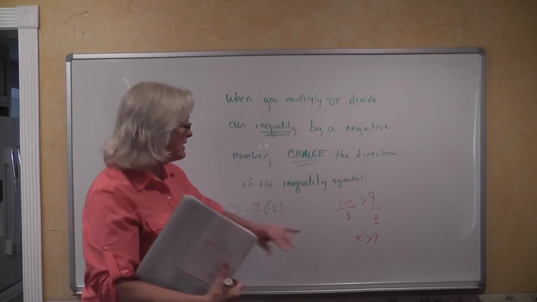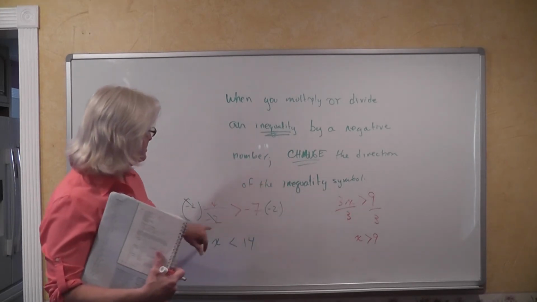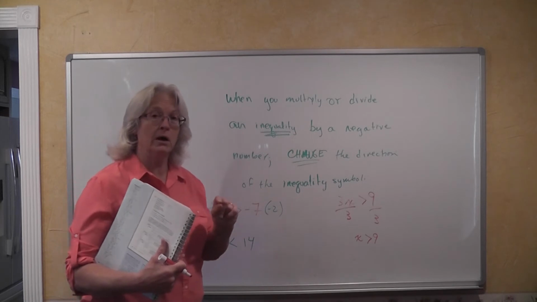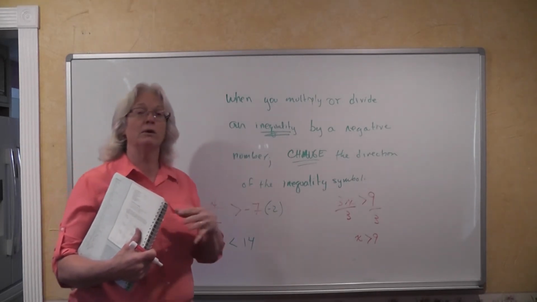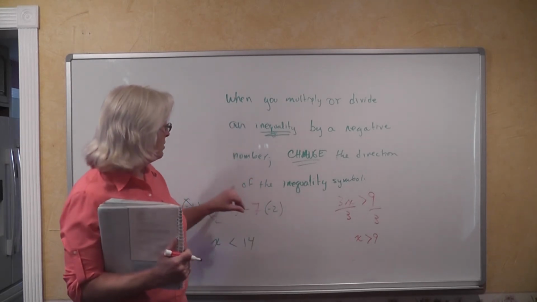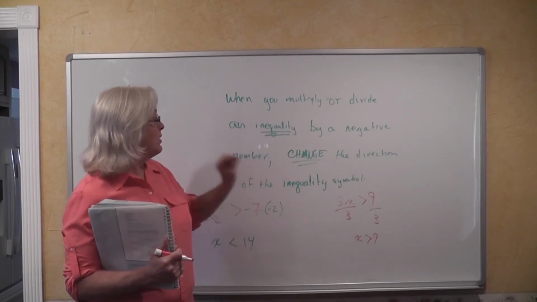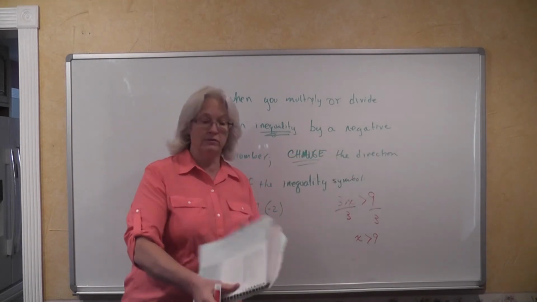You notice that the direction of this inequality symbol here doesn't change. The direction of the inequality symbol only changes when you multiply or divide by a negative number. It doesn't change when you add or subtract a negative number. It doesn't change when you multiply or divide by a positive number. It only changes when you're multiplying or dividing by a negative number.